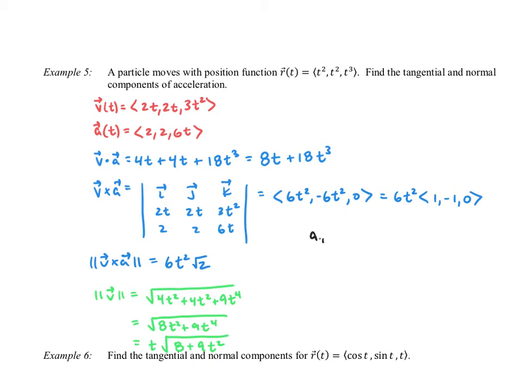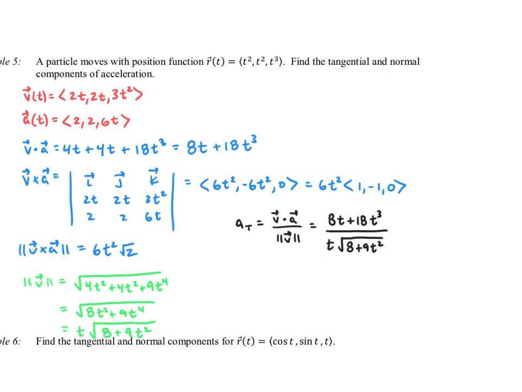So for the tangent component of acceleration, that's going to be v dotted with a divided by the magnitude of v. And so we're just going to substitute in all of our different pieces here. We have 8t plus 18t cubed divided by the magnitude of v, which is t times the square root of 8 plus 9t squared. And we could divide by t here, which would give us 8 plus 18t squared divided by the square root of 8 plus 9t squared. So that's one of our components.